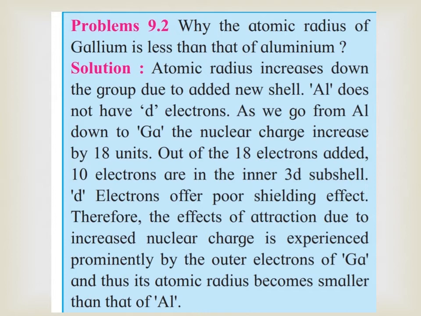So we know that the electronic configuration of aluminium is neon 3s2 3p1, whereas that of gallium is argon 3d10 4s2 4p1. Gallium has more number of shells as compared to aluminium. If we see, aluminium is not having a d electron, or it is not having a d subshell, whereas gallium is having a d subshell.